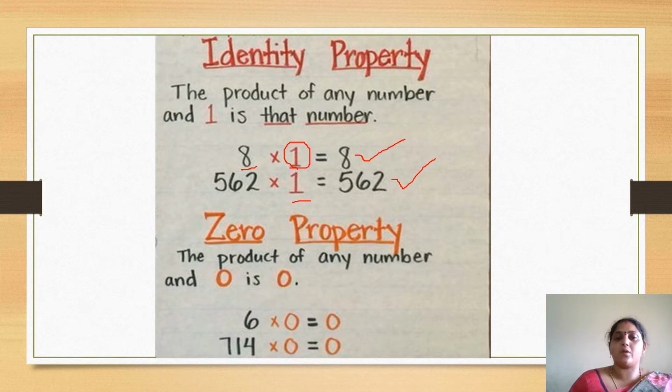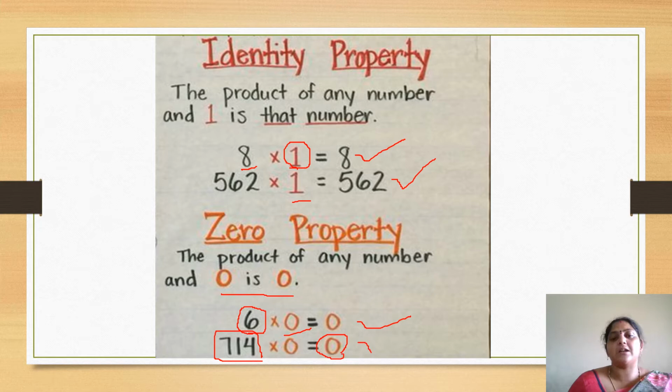Now we are going to see what is our 0 property. Does 0 have any value? No, 0 does not have any value. So, when you multiply a number with 0, the answer will be 0 itself. The product of any number and 0 is 0 itself. I have taken a number 6 and I am multiplying this 6 with 0. 0 doesn't have any value, so my answer is 0 itself. In the same way, if you take a larger number, 714, when 714 is multiplied by 0, the product is 0 itself.